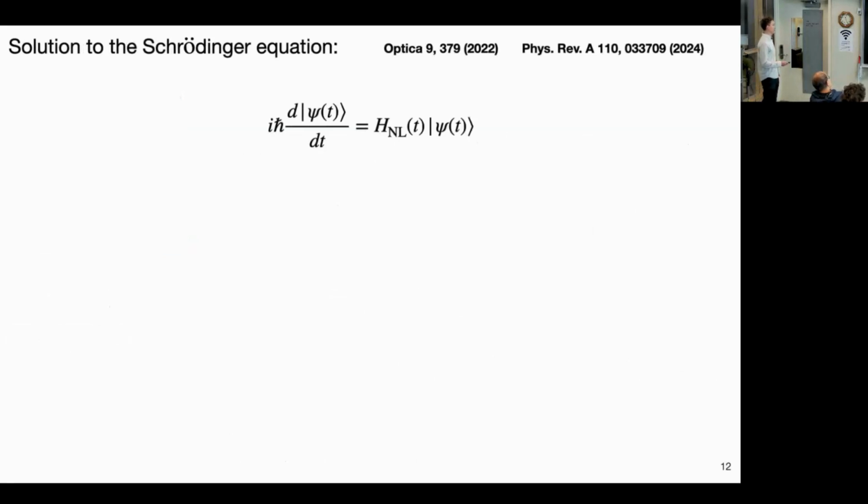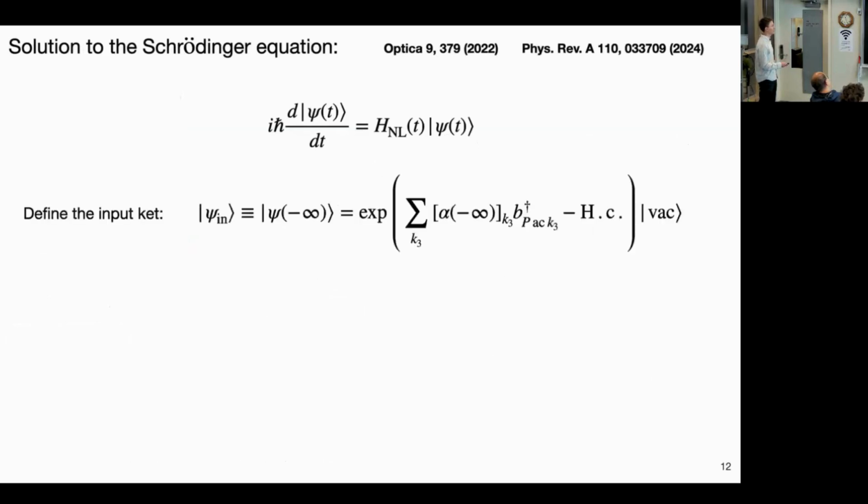Okay, so let's look at a solution to the Schrodinger equation using this Hamiltonian that I just wrote down. And so we'll look for the ket psi of t. And we define the input ket as psi evaluated at minus infinity, or on the computer at a very early time. And we write that as a displaced vacuum state in the actual channel, where alpha here is the amplitude of that coherent state.